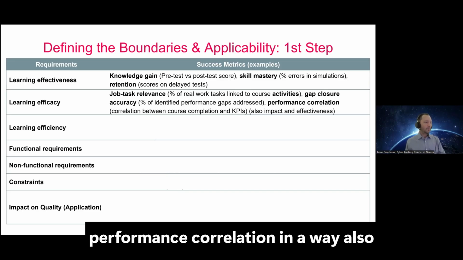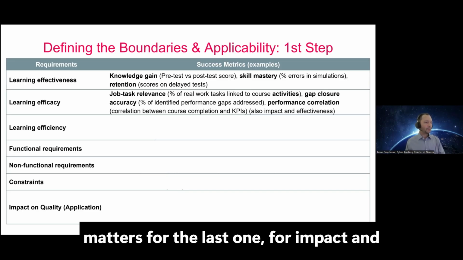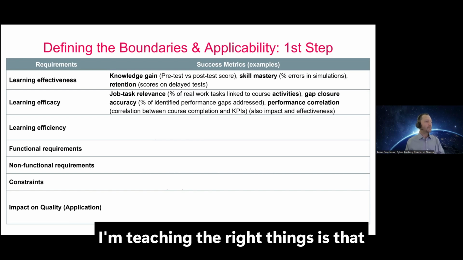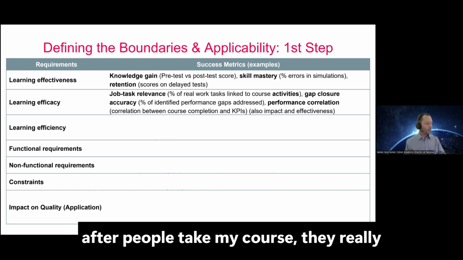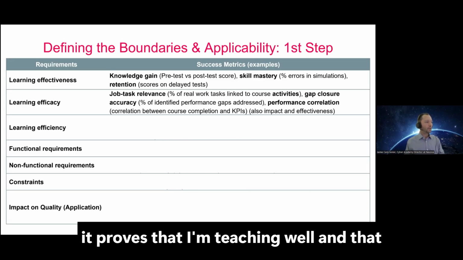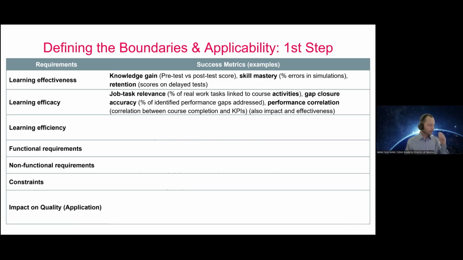And performance correlation in a way also matters for the last one, for impact, and for effectiveness as the previous one. So basically meaning, okay, what proves that I'm teaching the right things is that after people take my course, they really are doing better at their job. So it proves that I'm teaching well and that I'm teaching the right things.